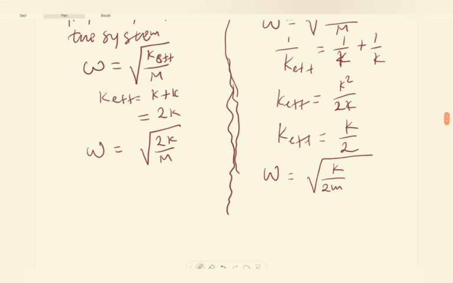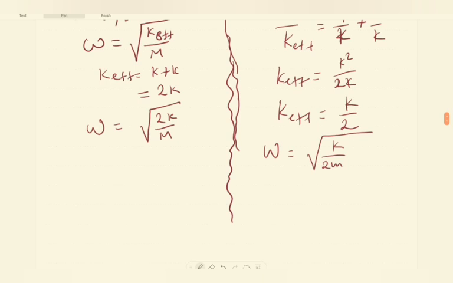So እዚህ ጋር ምን እንመለከታለን? When the springs are connected to a block in series or in parallel, the angular frequency would be different. የምታዩት የአንጉላር ፍሪኩዌንሲያቸው የተለያየ ነው። So let's say this is the angular frequency in a parallel connection. This is the angular frequency in a series connection.